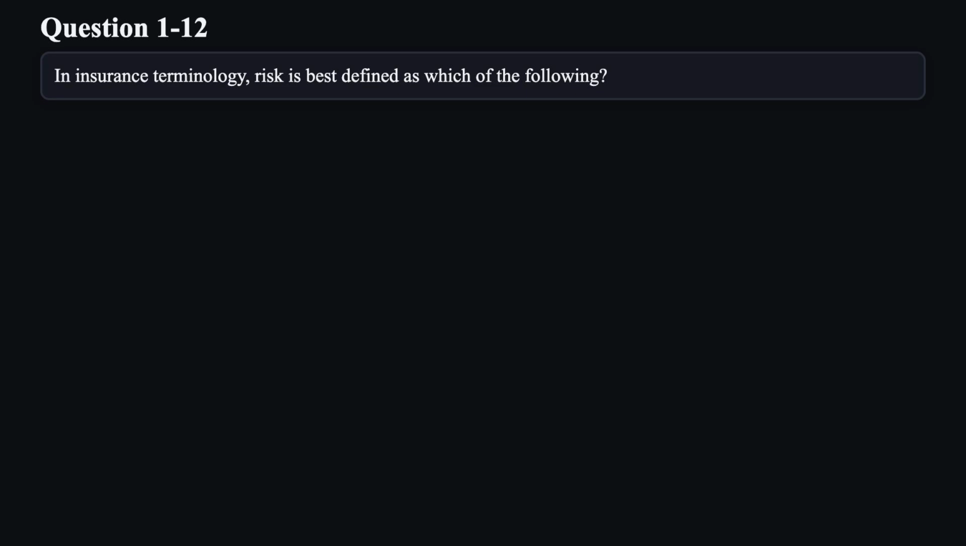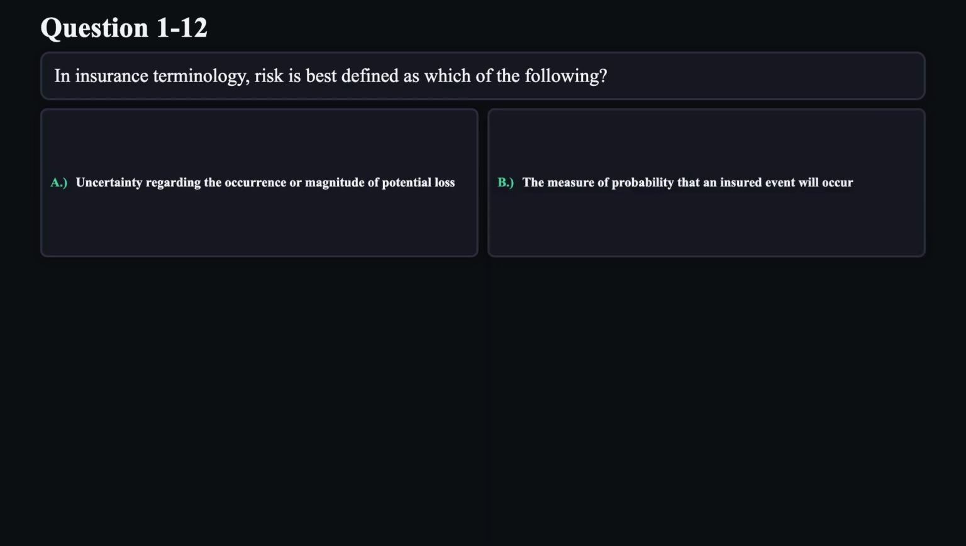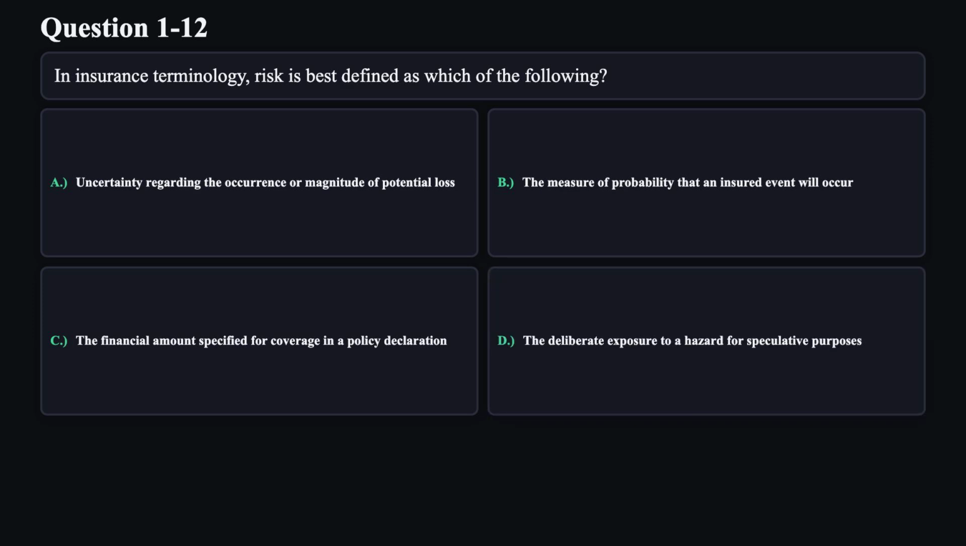Question 12. In insurance terminology, risk is best defined as which of the following? A. Uncertainty regarding the occurrence or magnitude of potential loss. B. The measure of probability that an insured event will occur. C. The financial amount specified for coverage in a policy declaration. D. The deliberate exposure to a hazard for speculative purposes.